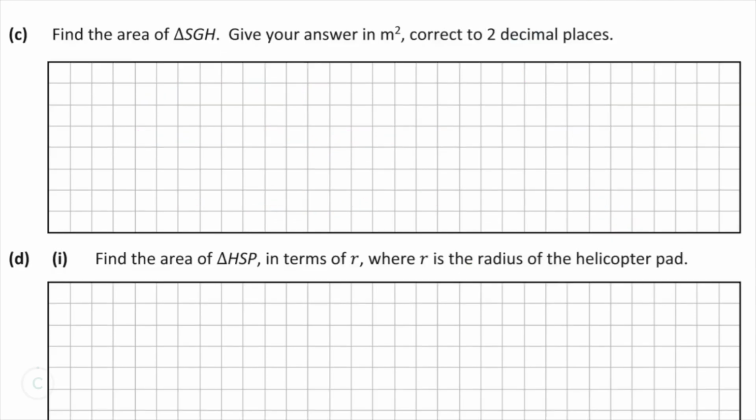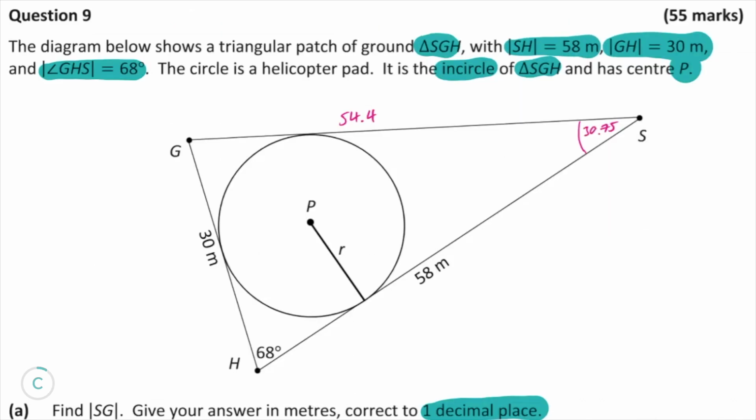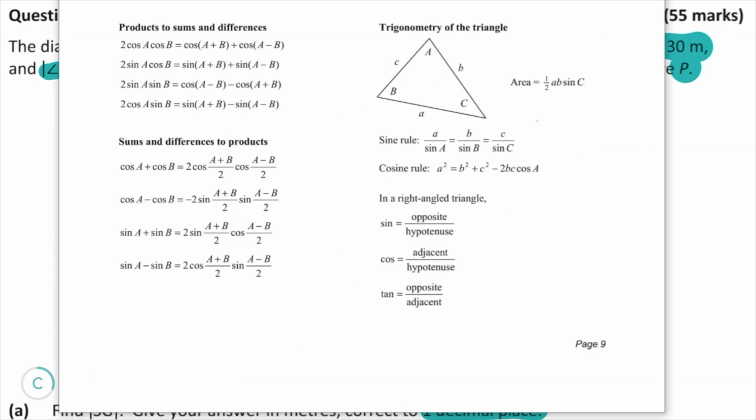So part C asks us to find the area of the triangle SGH, to give our answer in meters squared and correct to two decimal places. So here's everything we know about our triangle so far. We found the side SG and the angle HSG. So we actually know the value of this angle over here just by subtraction from 180, and that is equal to 81.75.